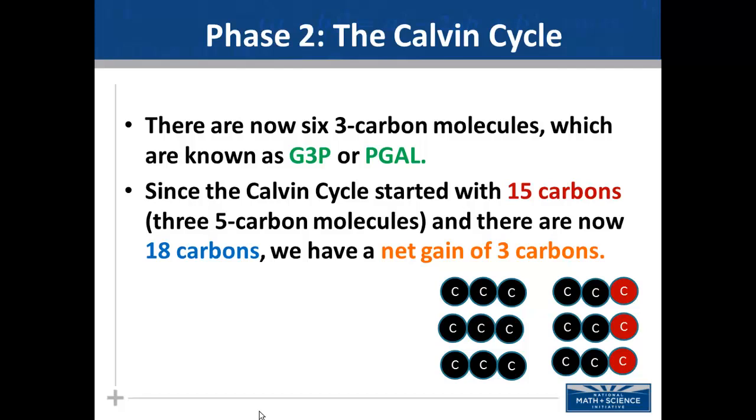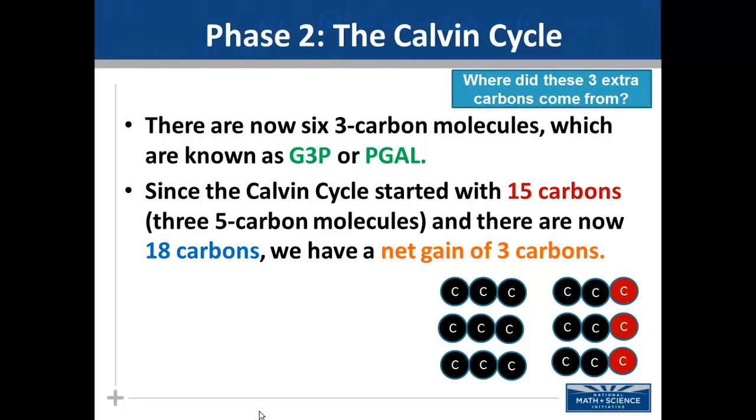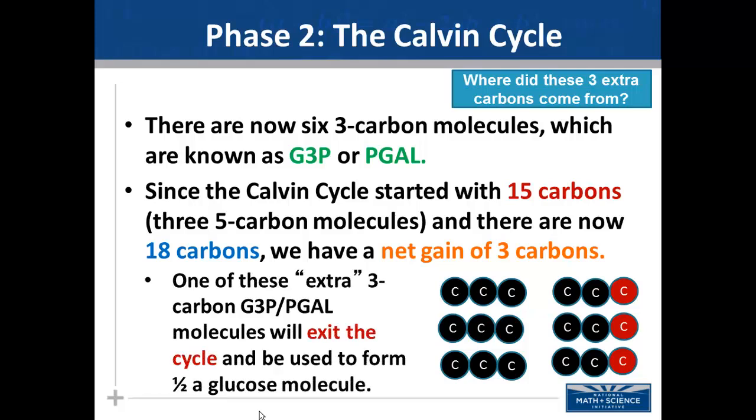And if we're just counting carbons, remember that we started out the Calvin cycle with 15 carbons. Remember those 3 5-carbon molecules of RuBP that we started with, and now we have 18. So we have a net gain of 3 carbons. We went from 15, now we have 18, as you can see on the screen. So where do those 3 extra carbons come from? Well, hopefully you can see the red ones are the extra ones, and they came from the carbon dioxide, which was brought in through the stomata. So this is where the sugar gets made.